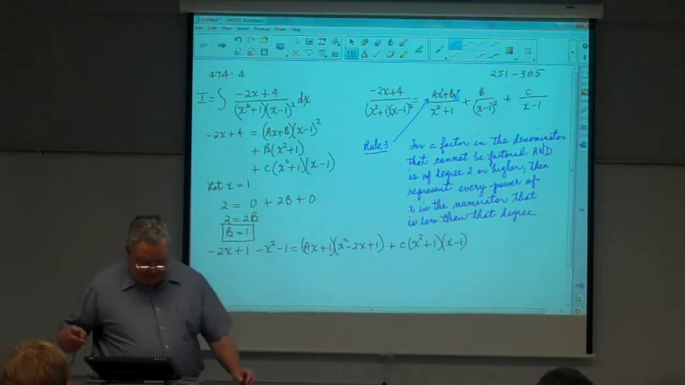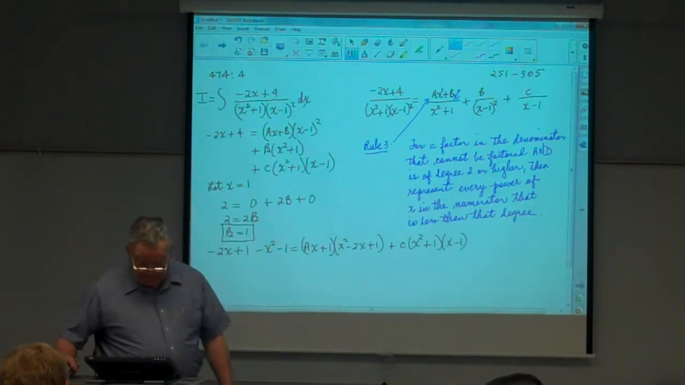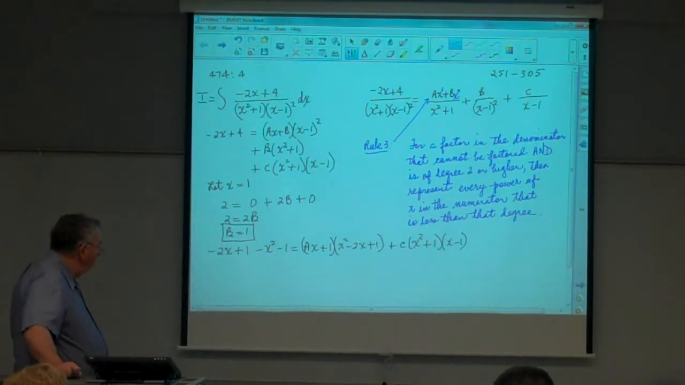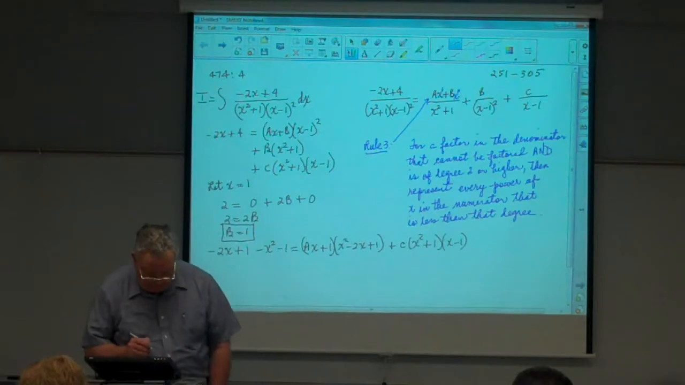know. Let's see. Is that negative 2x plus 4? Yeah. Negative 2x plus where? Yeah, right. The way you just wrote, it says negative 2x plus 1 is that plus 4. Yes, it is. Thank you.